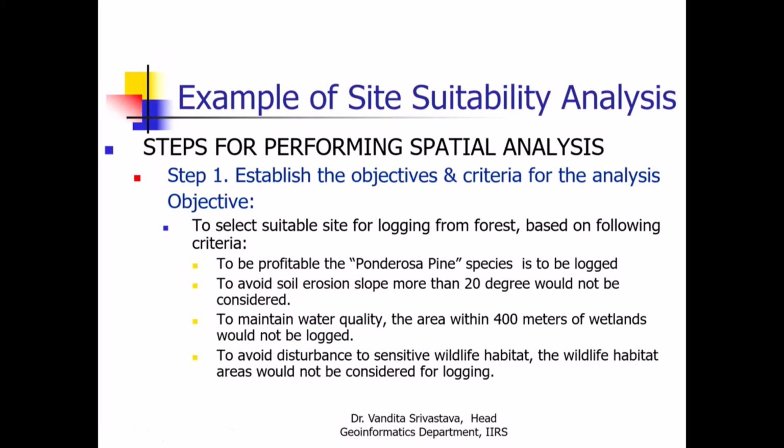Then to avoid disturbance to sensitive habitat, I require a wildlife sensitivity map. That map is already available. It is prepared by the Wildlife Institute, the agency or organization which is taking care of the wildlife. They will have such maps. So you can straight away take those maps from the respective agencies. So for example, you could take a sensitive wildlife habitat map. So I require these maps, and I have identified the right parameters that I require for integration.